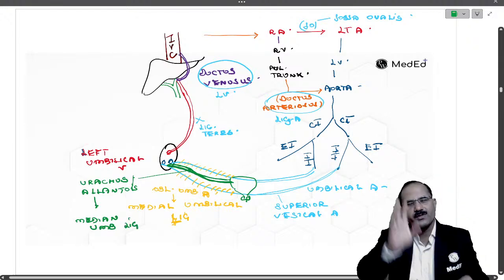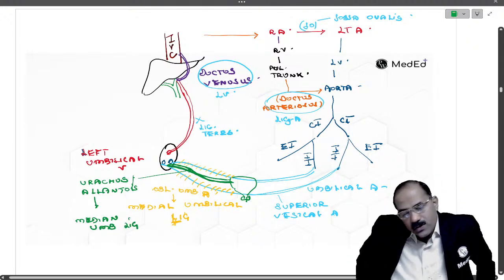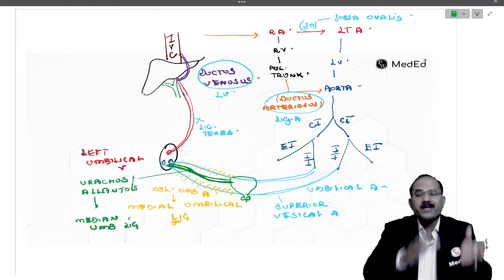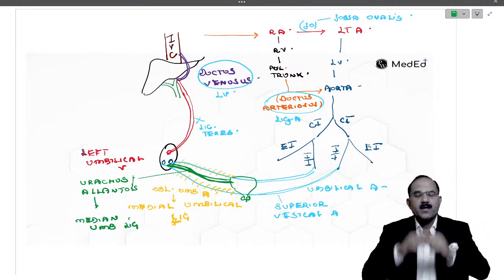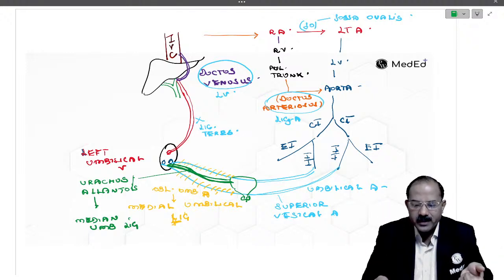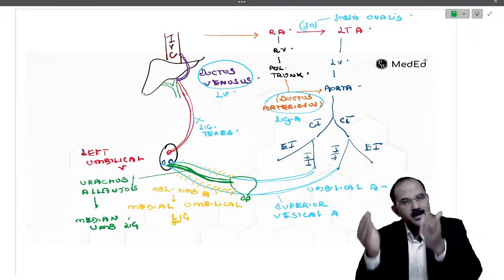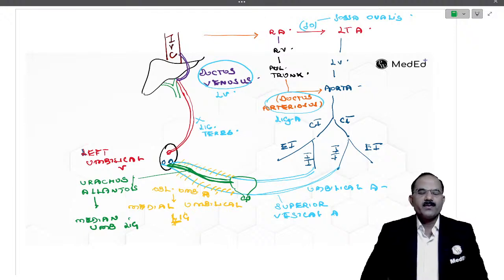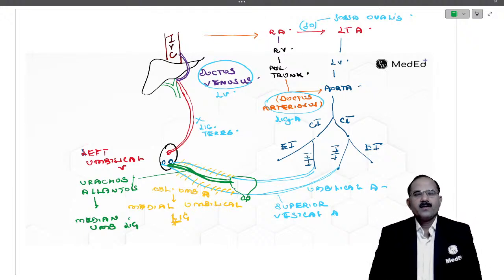Any doubts anyone has, you can ask me. So this all comes in MCQs. Median umbilical ligament, that's the obliterated urachus. The medial umbilical ligament, that's the obliterated umbilical artery. Very good, very good to all of you.